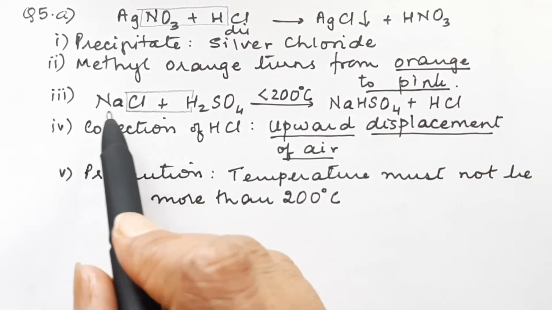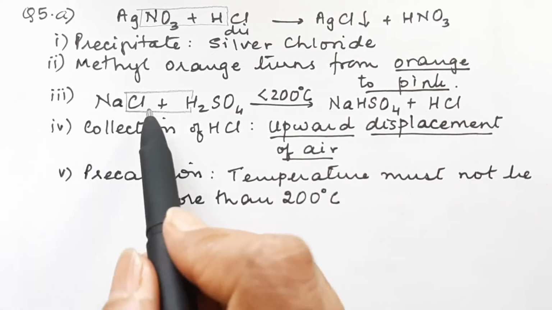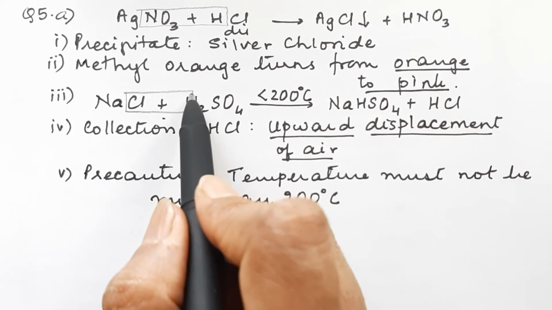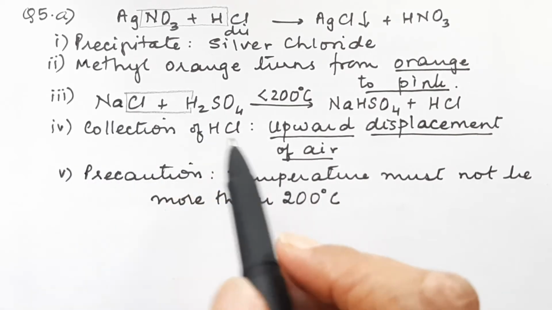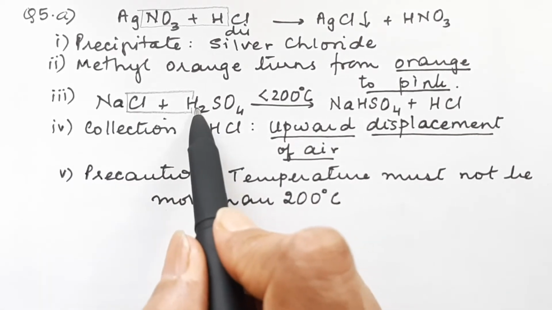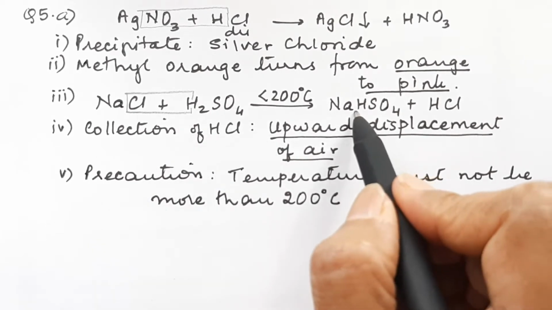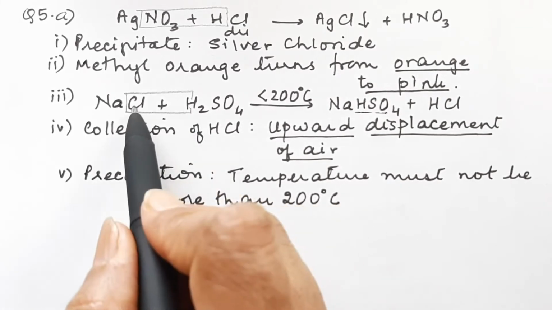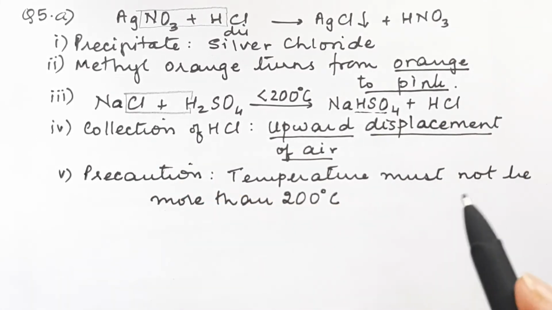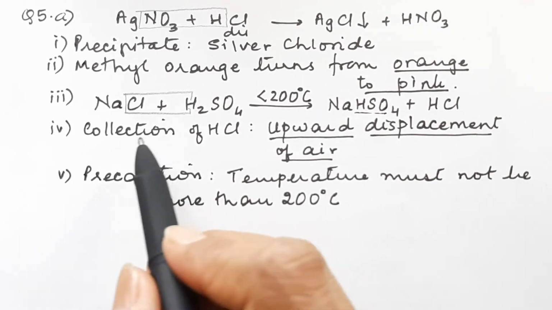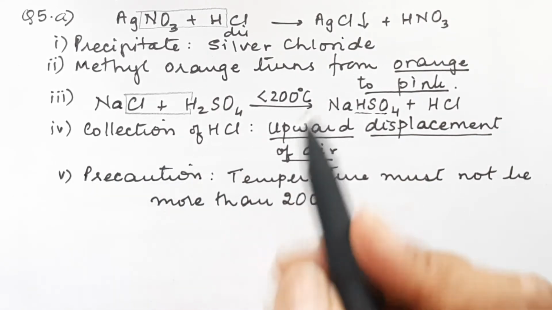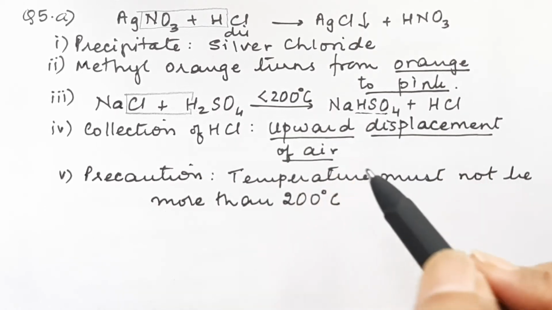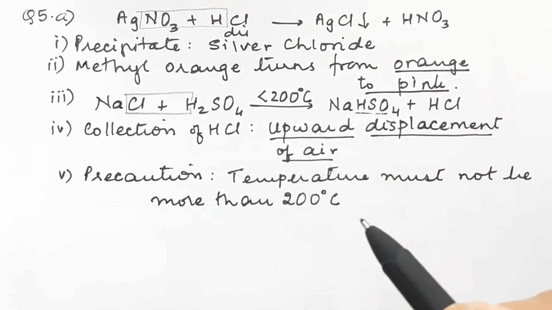Then we have the laboratory preparation, NaCl plus H2SO4. We just make a box like this for partial double decomposition. So Na will have HSO4 giving us NaHSO4 as one of the products, and one H will take that Cl, it will become HCl. The fourth subpart says collection of HCl. How will you collect it? Because HCl is heavier, it will push the air up. So we'll say upward displacement of air.